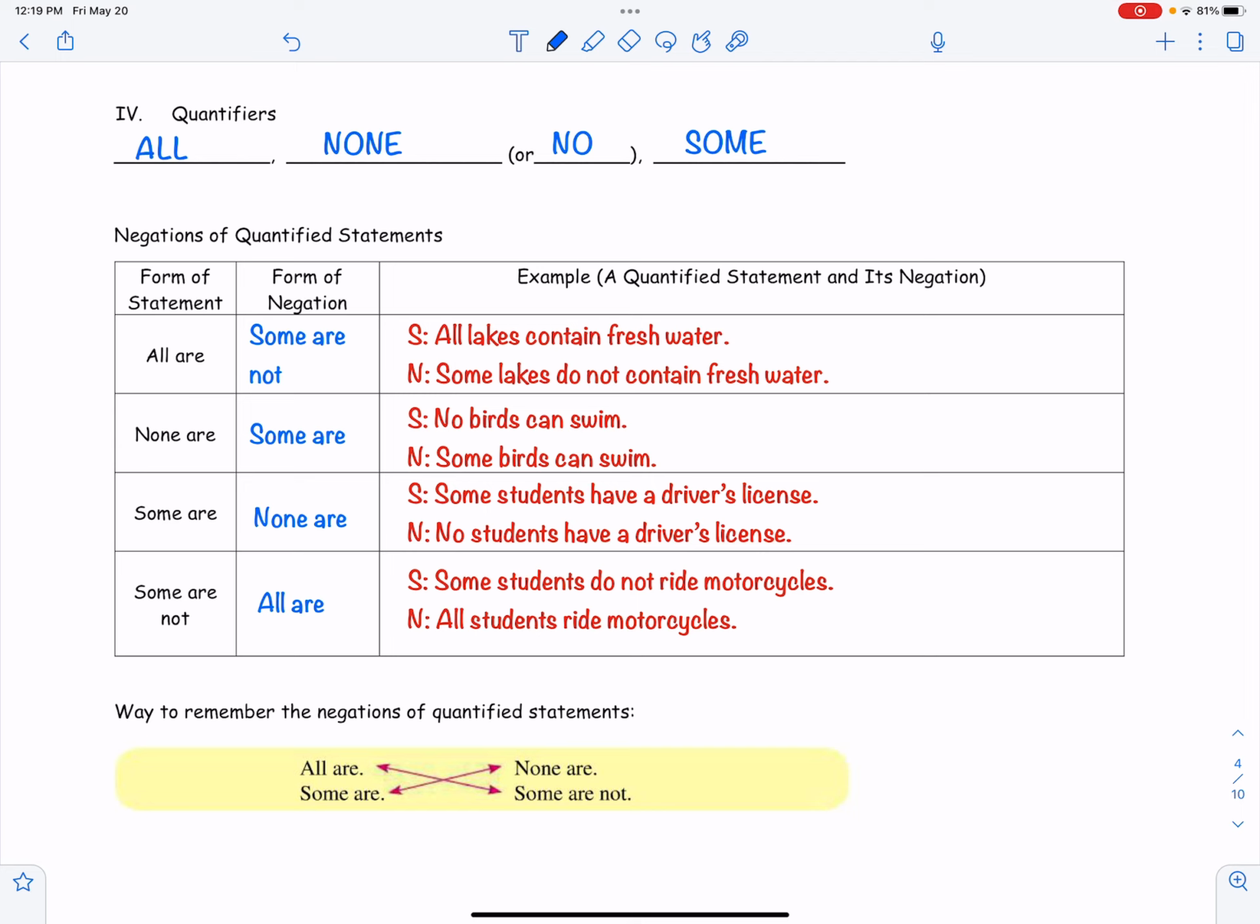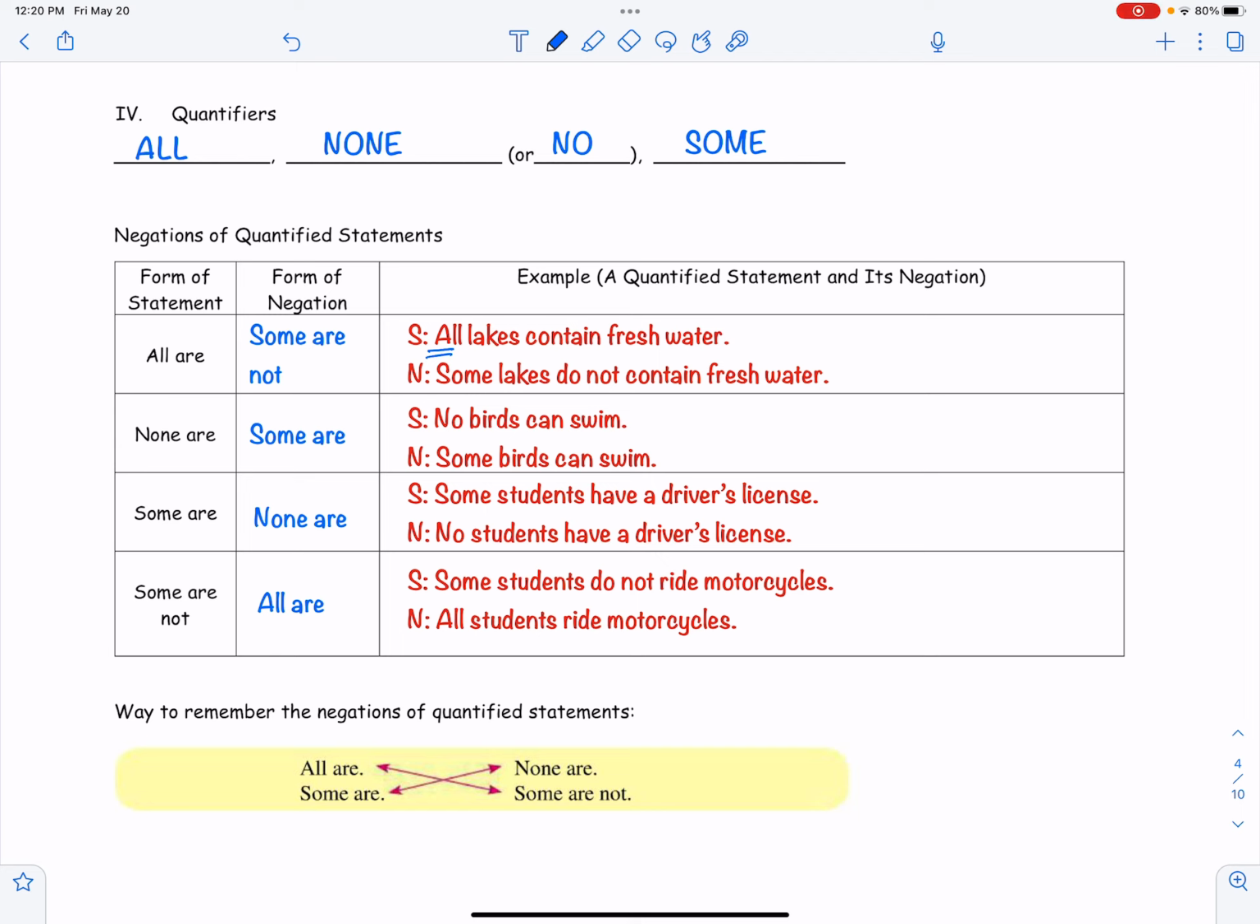We want to make sure that we correctly identify the negation on those, because for most people it seems like all and none are opposites of each other, but that's actually not correct when you look at the negation and make sure that the truth value changes. For example, if we have a statement that says all lakes contain fresh water, it's very tempting for people to want to do the negation as no lakes contain fresh water.